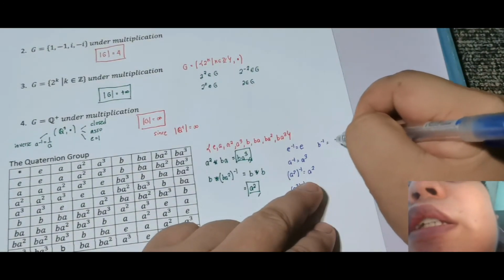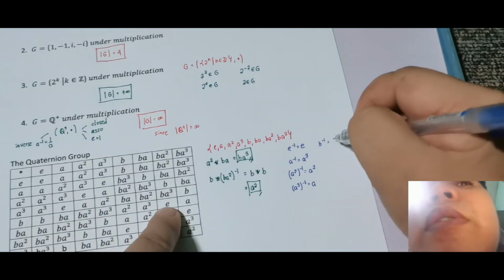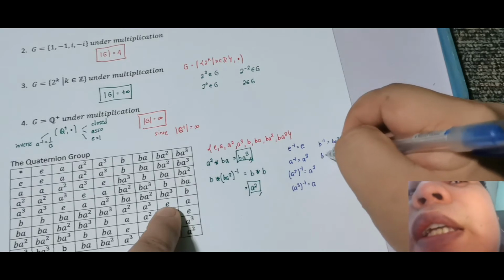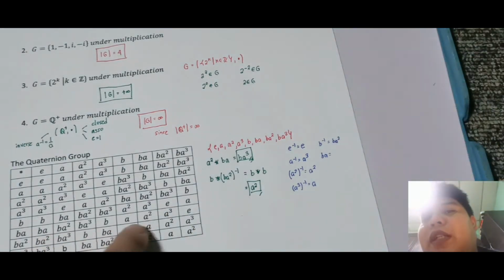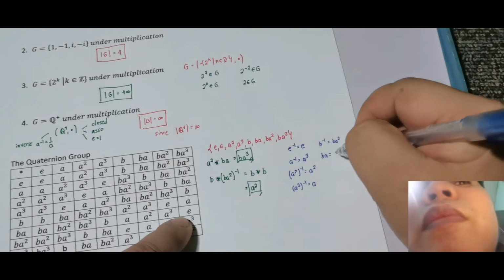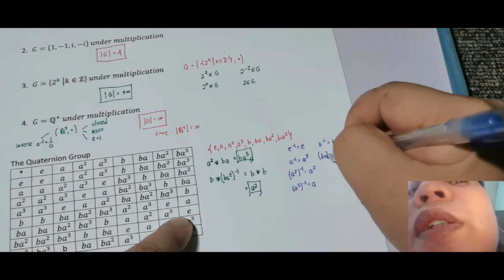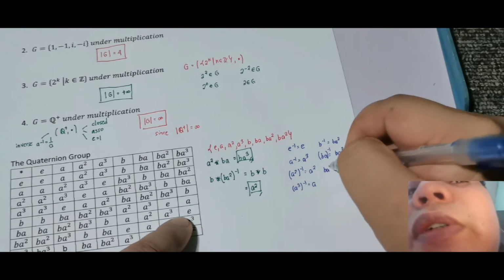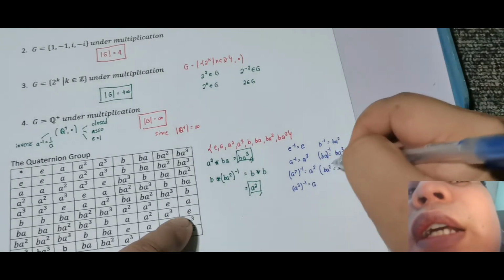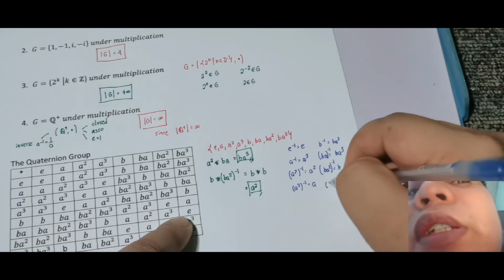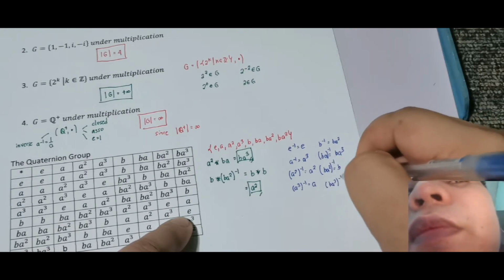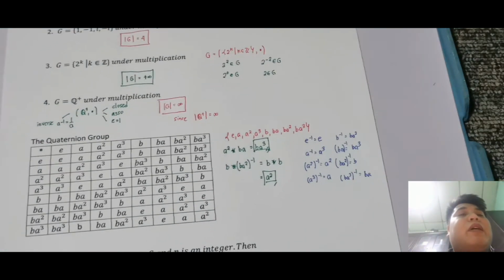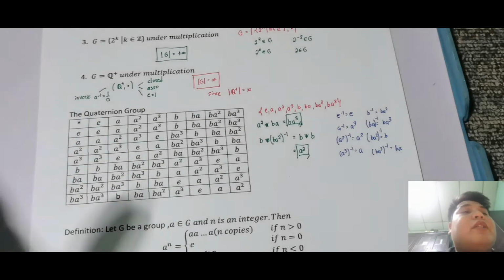Okay, next is ang inverse ni B. Ang inverse ni B ay si BA squared. Ang inverse ni BA ay si BA cube. So lagay ko ito na inverse, sorry. So ito ay BA cube. So meaning ang inverse ng BA squared ay si B. So lagi ko nakakalimutan yung inverse. Ang inverse ng BA cube ay si BA. Okay, so nakompleto natin yung mga inverse nila. Okay, so that is the quaternion group.